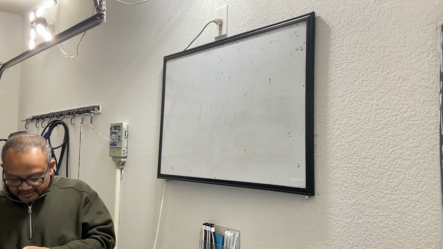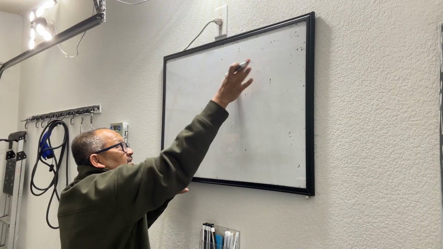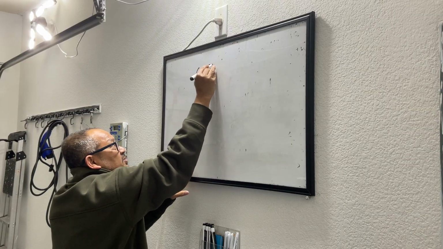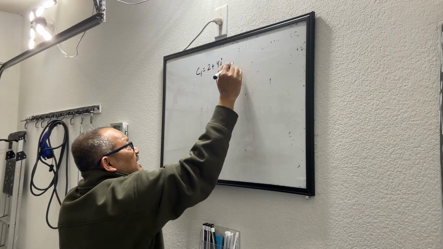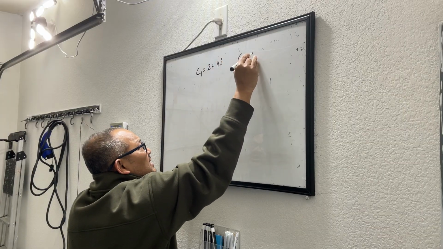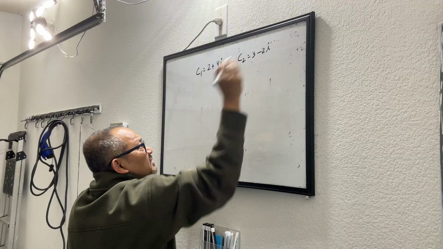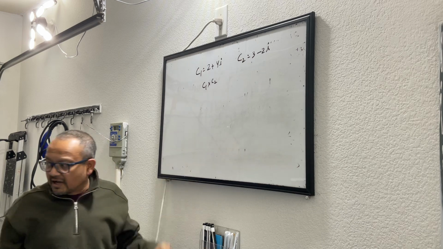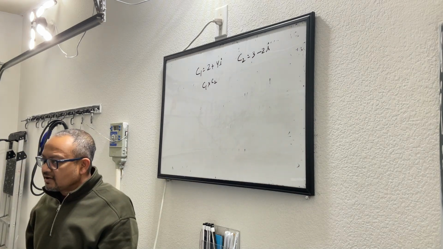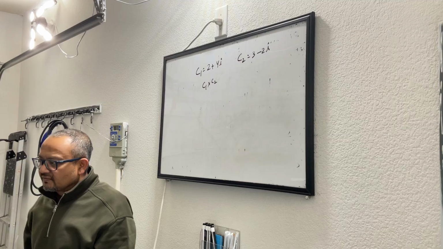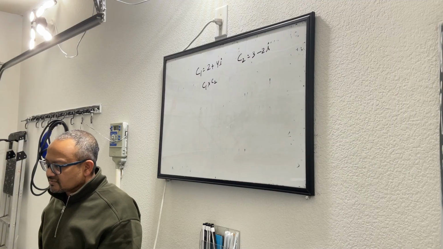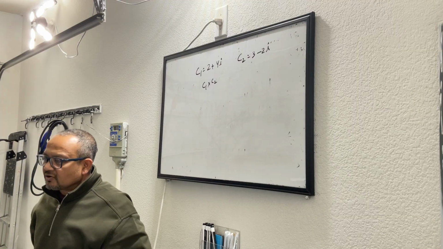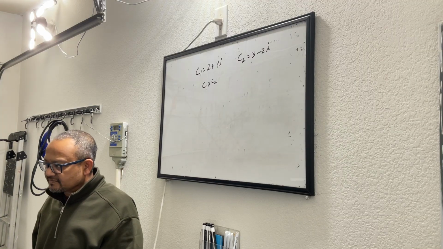Okay? Now, let's look at another scenario. I have a complex number C1 as 2 plus 4i, and I have another complex number C2 as 3 minus 2i. If somebody says multiply C1 with C2 and find out the magnitude and the amplitude of the resulting complex number, and also find out what will be the new complex number. Okay?